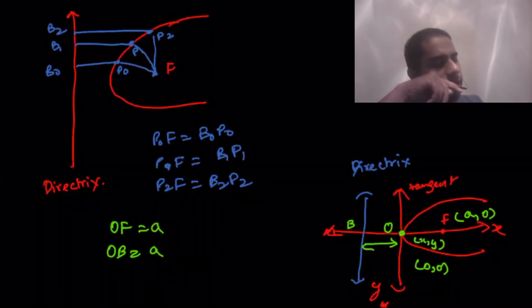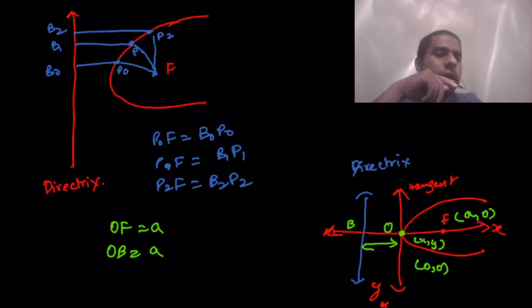So when we have a tangent of the parabola, the directrix is a line parallel to the tangent that passes through the vertex of the parabola, and it is at the same distance as the distance between the focus point and the vertex. This distance and this distance are the same, right?